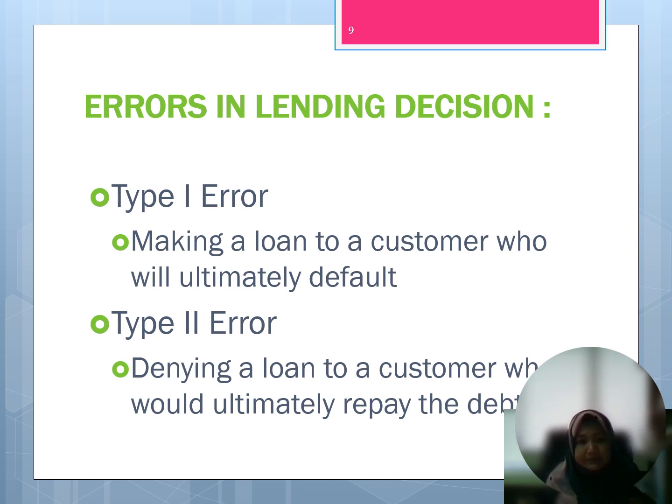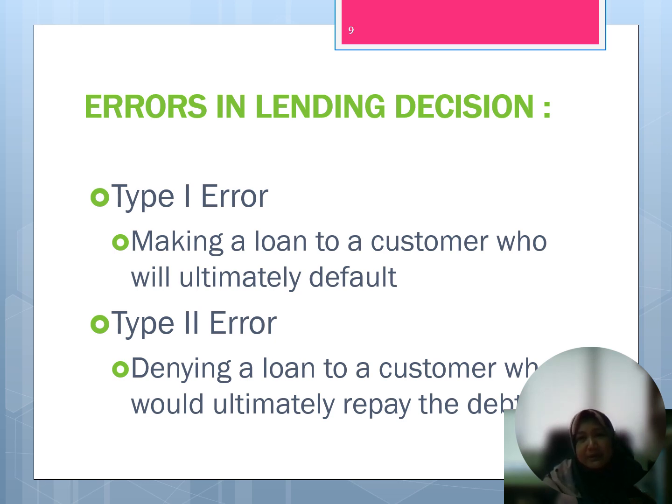For example, when they do credit analysis, this customer actually cannot pay you. The credit officer checks the credit rating and credit analysis, and the customer is not a good customer. They don't have enough cash flow to pay back the loans. But somehow the bank approves the loans. That's the meaning of making a loan to a customer who will ultimately default.